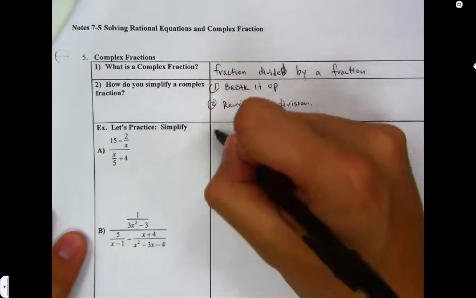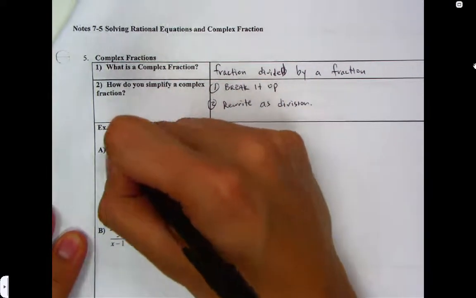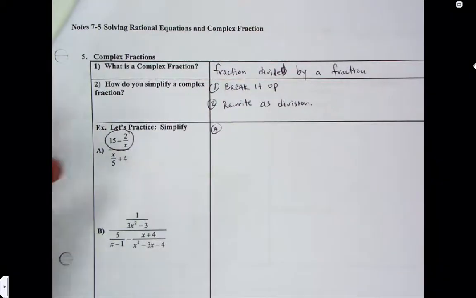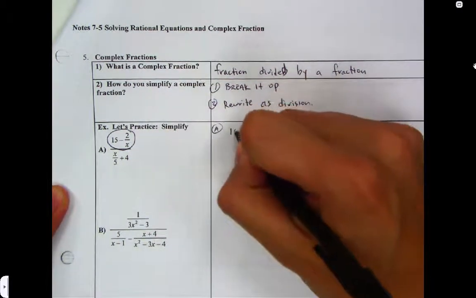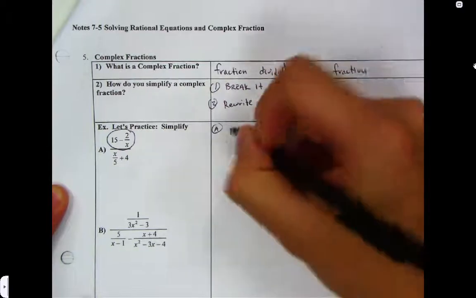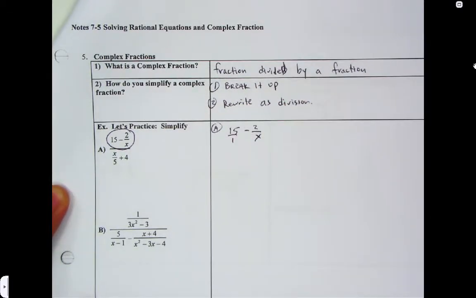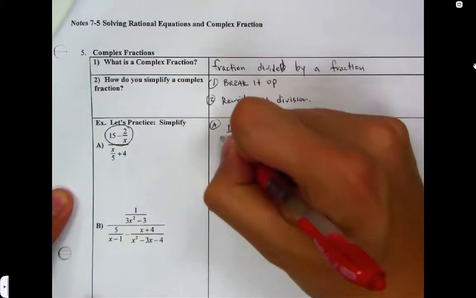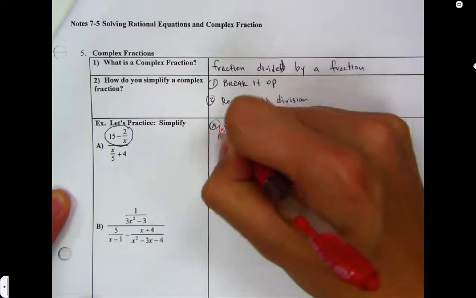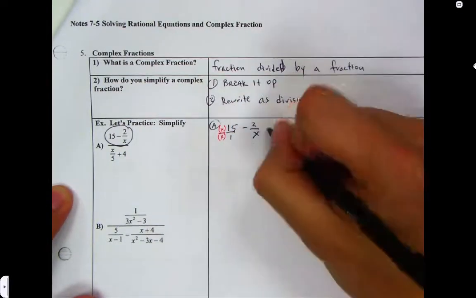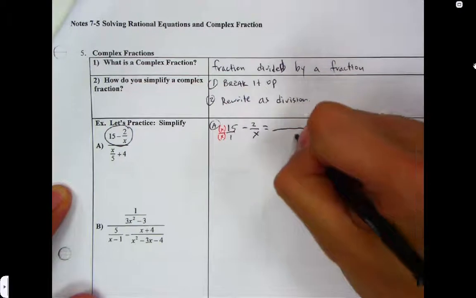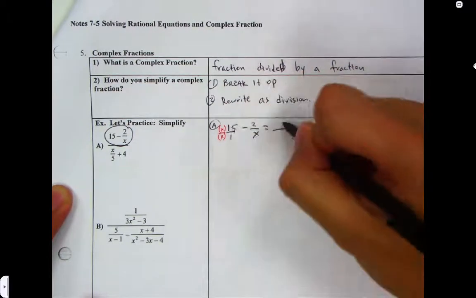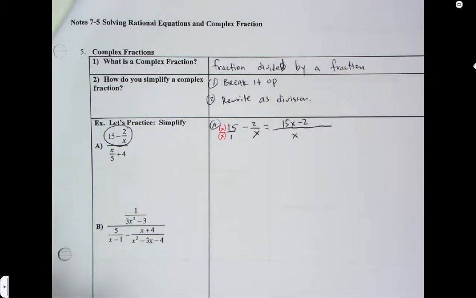Okay, example, let's practice. Letter A, we're going to break up the top. Is that a whole fraction, like something divided by something? No, we want to make this a whole fraction, so we're going to write here 15 minus 2 over x. Put a 1 under. To subtract fractions, you need the same denominator, so we're going to add an x on top and bottom for the left fraction. So keep one of the bottoms, so we got x. 15 times x is 15x minus 2.